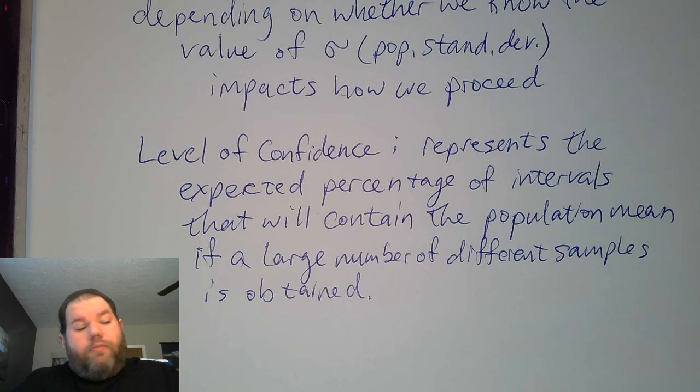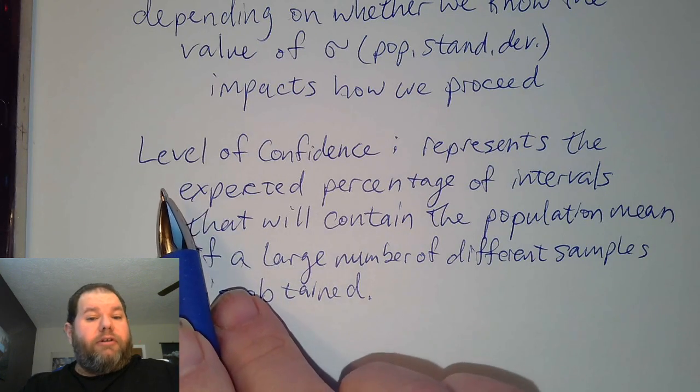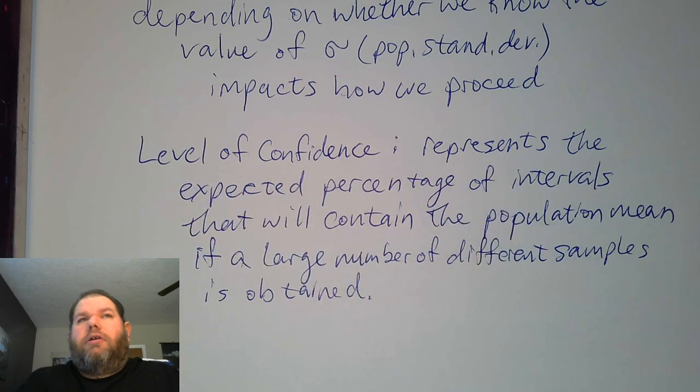Now, ultimately what we're going to do is create what's called a confidence interval in this section. A confidence interval is basically an interval of values that we think the population mean will be between. So we won't know exactly what the value of mu is, but we predict it'll be between these two values that we call a confidence interval. And the idea is that we want to have a certain level of confidence. That means this is the expected percentage of intervals that will contain the population mean.